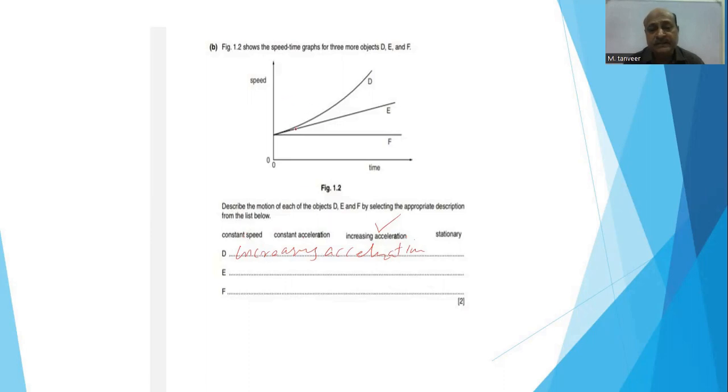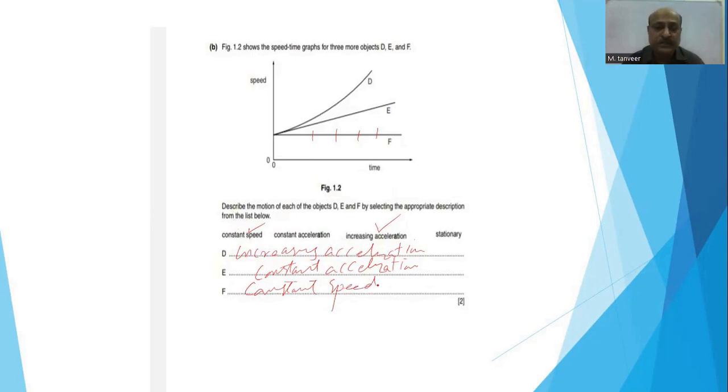Next is E. It is a straight line in the center, so it is constant acceleration. So E is constant acceleration. And F is parallel to the time axis. So the body is moving with uniform speed. There is no change in speed. When there is no change in speed, then acceleration will be 0. But here, constant speed. Yes, this is correct. Constant speed.